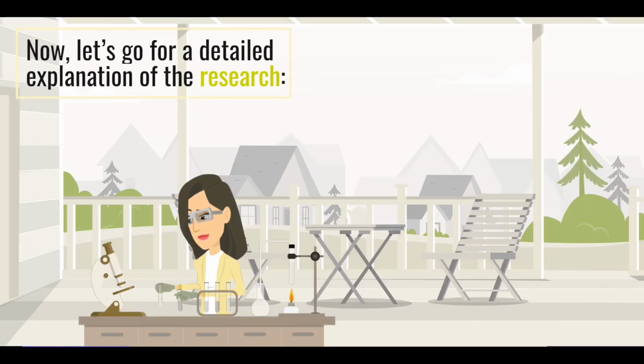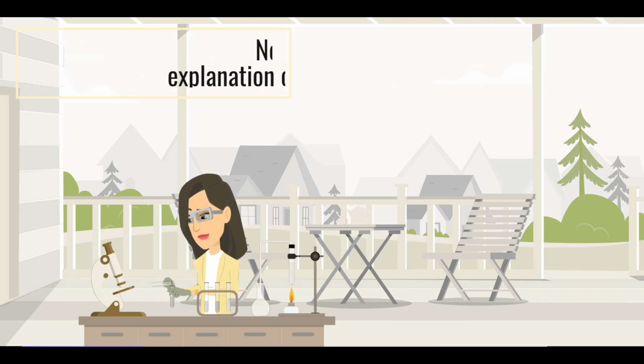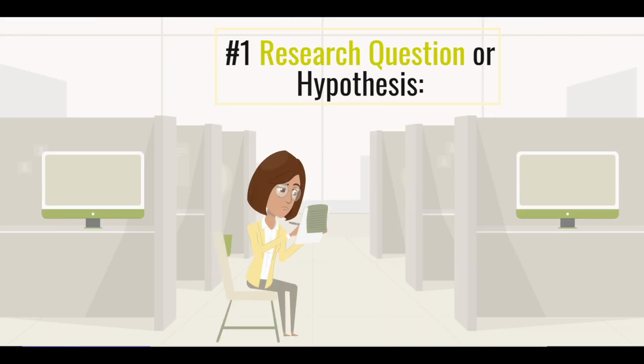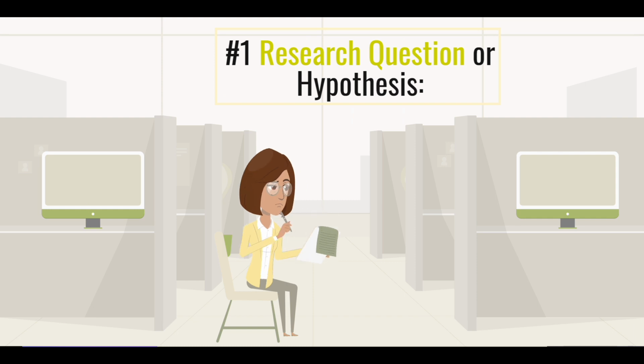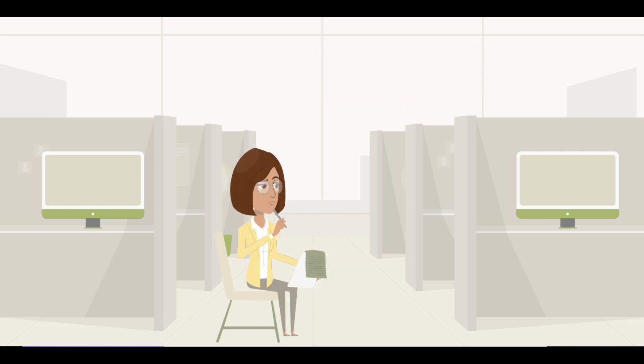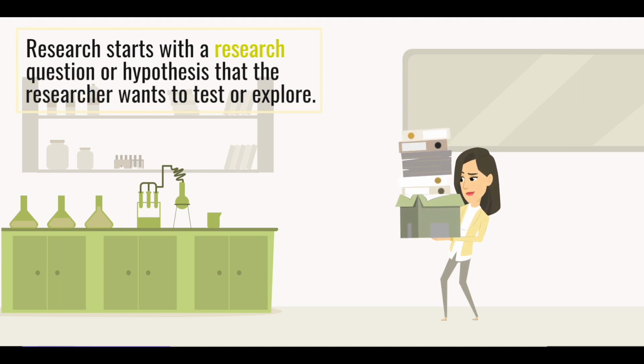Now, let's go for a detailed explanation of the research. Number 1. Research question or hypothesis. Research starts with a research question or hypothesis that the researcher wants to test or explore.